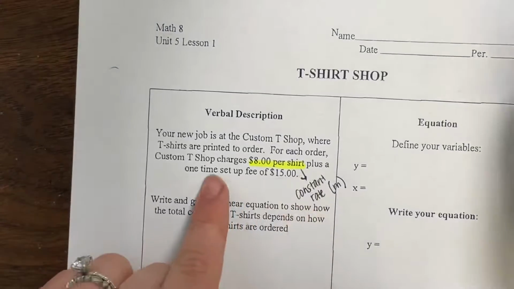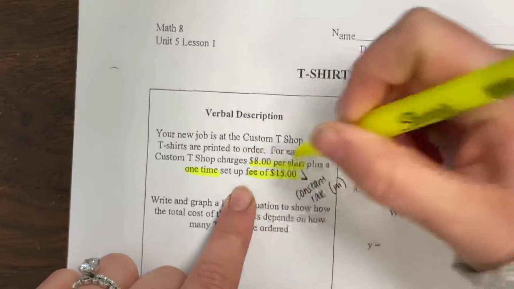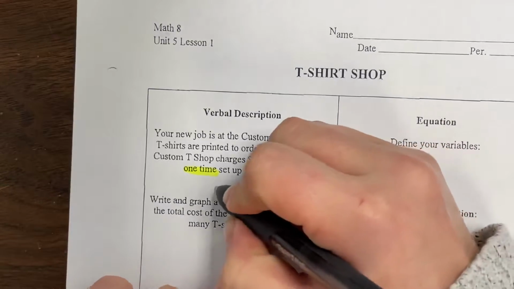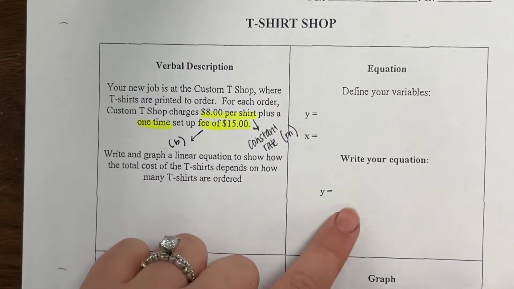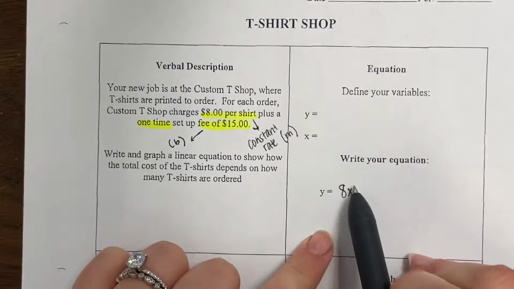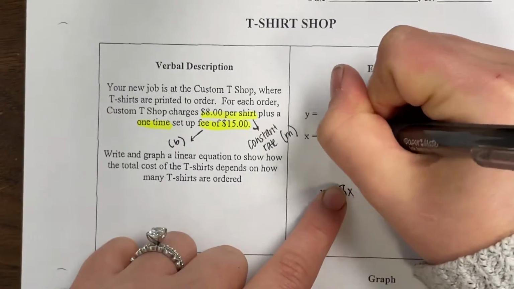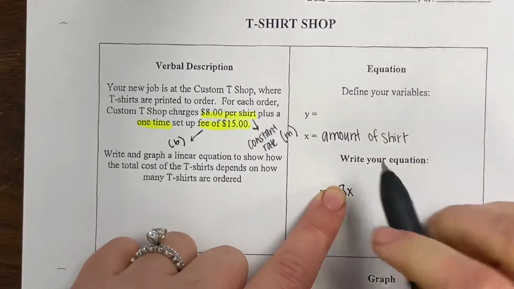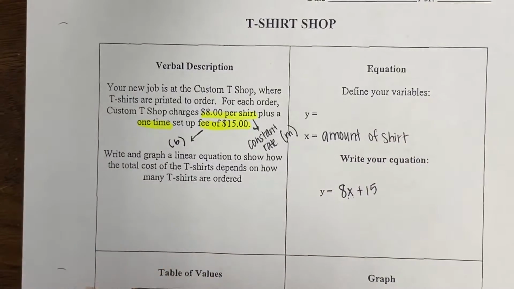Plus a one-time fee of $15. That fee happens once and only once. So that will be our variable b, which we know is our y-intercept. I can go ahead and write my equation. So y equals 8x, that is $8 per shirt. So that means that x means amount of shirts. $8 per shirt, so 8 times however many shirts you have, plus that $15 startup fee.